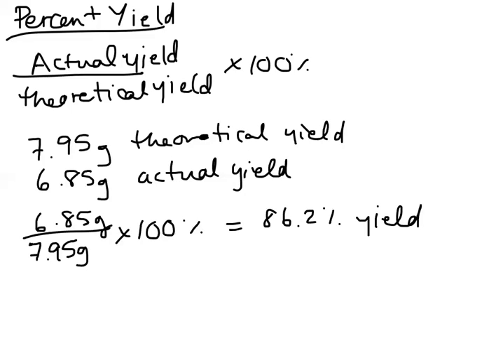Now, in this calculation, we assume that 100% is an exact number. So we count our sig figs as 3 from here, 3 from here. So our answer should have 3 sig figs.